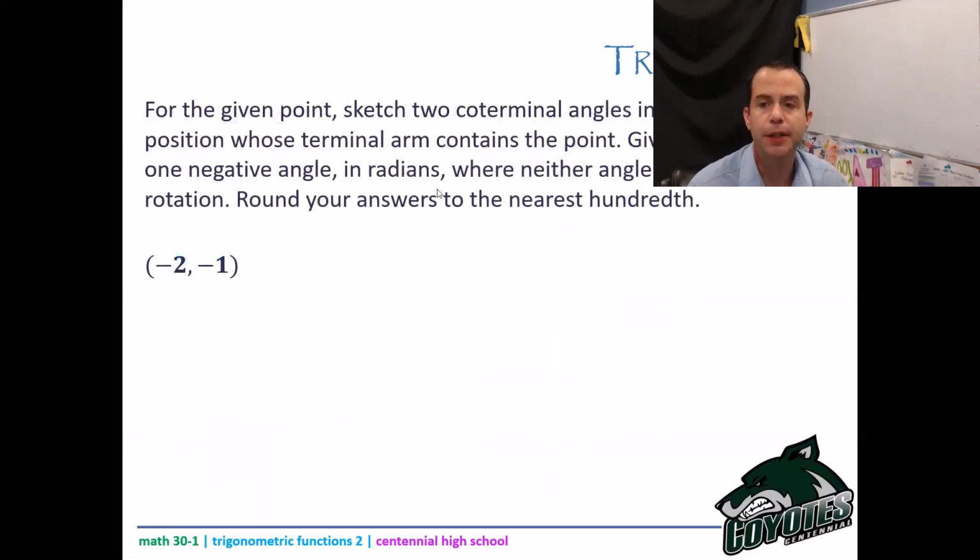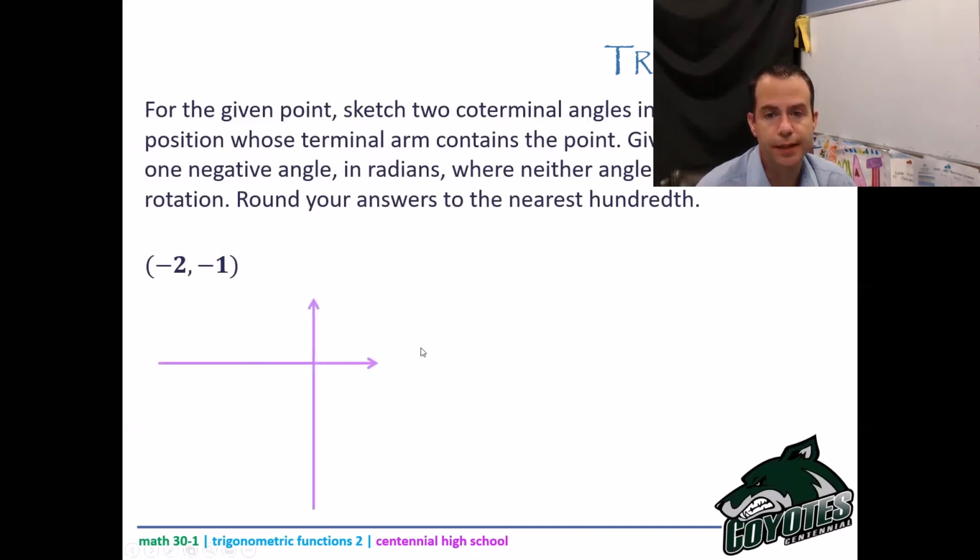All right, good. For the given point, sketch two coterminal angles in standard position whose terminal arm contains the point. Give one positive and one negative angle in radians where neither angle exceeds one full rotation. Round your answers to the nearest hundredth. This is a very wordy question, but it's not that complicated. Figure out where -2, -1 is. What quadrant would I be in? I'd be in quadrant 3, and essentially you get a drawing that looks like this.